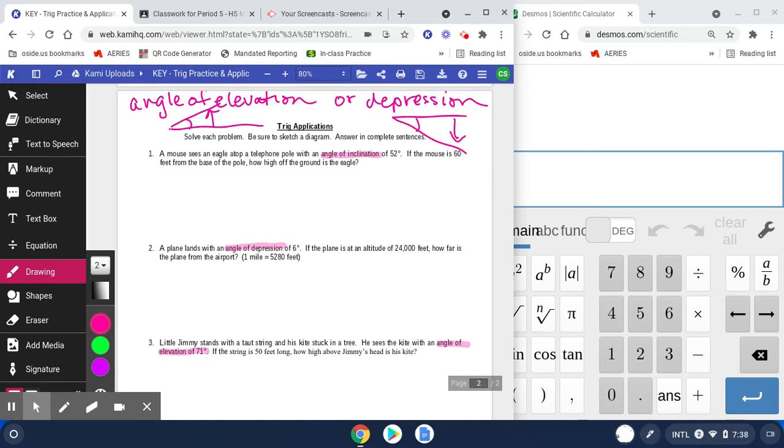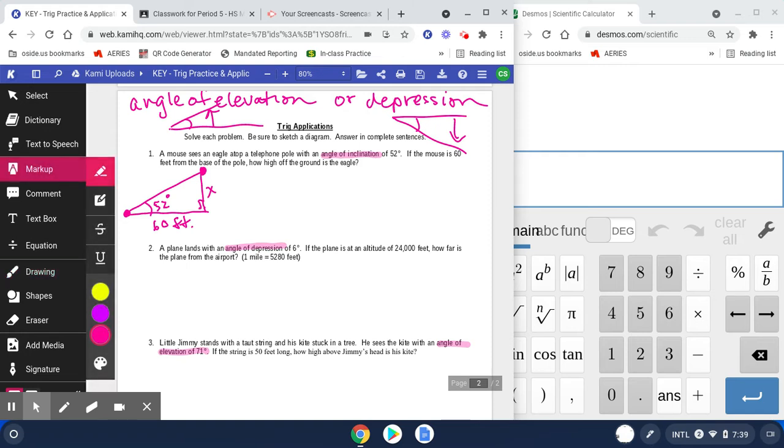Okay, so a mouse sees an eagle atop a telephone pole. So picture our little mouse guy down here. Picture he's looking up to the top of a pole and he sees an eagle up there. We're being told that the angle of inclination, that's where the mouse is looking up to the eagle, is 52 degrees. So go ahead and draw your little mouse, draw your little eagle, and draw that 52 degrees. Then we're also being told that the mouse is 60 feet from the base of that pole. So that's that base right there. And the height off the ground, how high off the ground is the eagle? That's our unknown, our x.